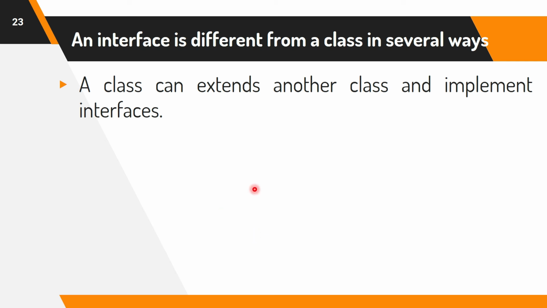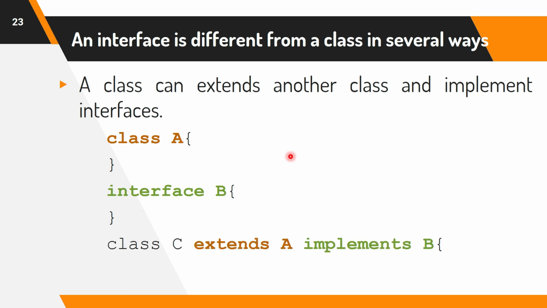Pwede rin at the same time, a class can extend another class and implement interfaces. So for example, we have class A and then interface B. So, class C extends A. So, kung class ito, class yung mag-i-inherit, ang i-inherit niya ay class. So, we use here keyword extends. Extends A. And then, kung ang i-inherit ay interface, implements B.